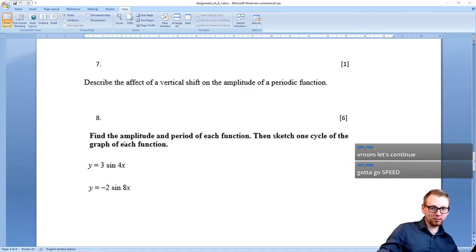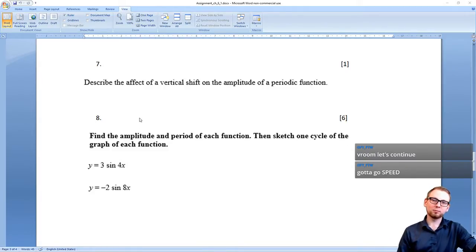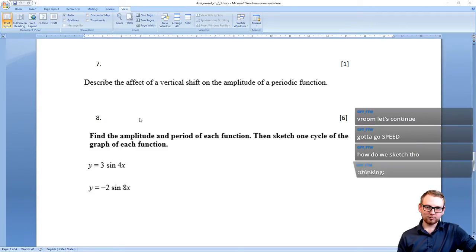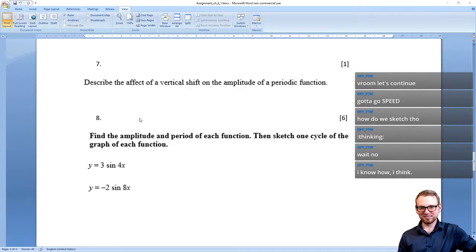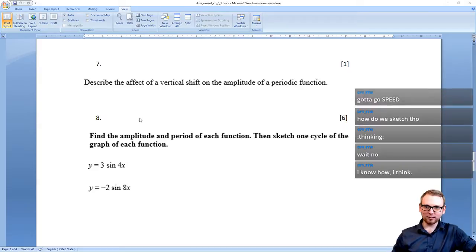For 8, find the amplitude and period of each function, then sketch one cycle. Well, that's the same as question 2 for you. What do you mean, how do you sketch it? We went through that before. Remember, all we did was take the base one and then add each little thing to it. And that's how you sketch it.